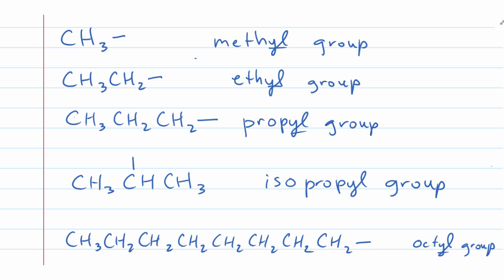So the point I want to make here is that you are only going to be responsible for naming the alkyl groups in which the hydrogen is removed off of the end, with one exception, and that will be the isopropyl group. You will need to know the isopropyl group. Otherwise, you're only responsible for knowing the names if we take the hydrogen off the end carbon, with one exception, if we take it off the middle carbon in a 3-carbon group, and we call that an isopropyl group.